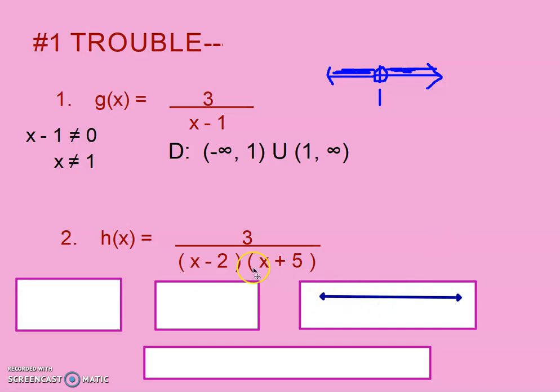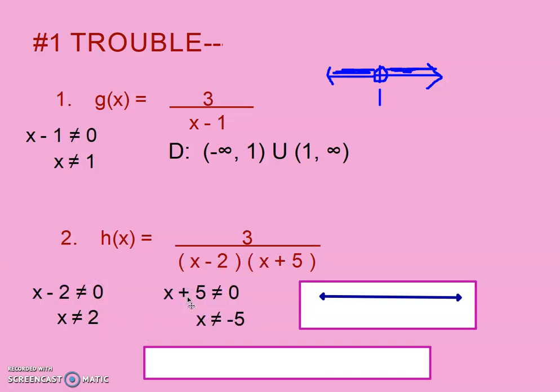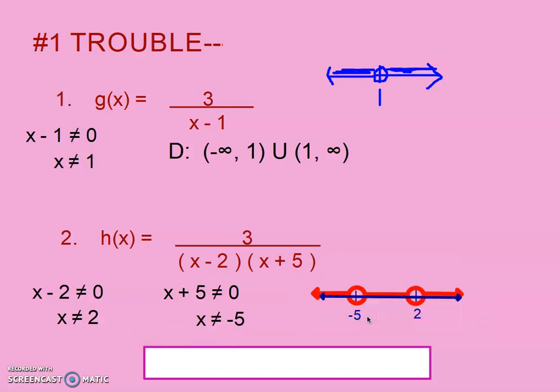Let's look at number 2. Notice I already factored that denominator. I'm going to set both factors so that they can't equal 0, because those are numbers that can't be part of our domain. We solve for x like normal. Once you solve for x, you put those on your number line. Notice we would have every number but these two values.